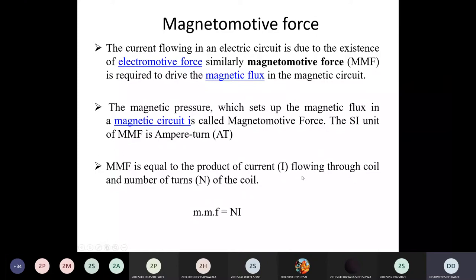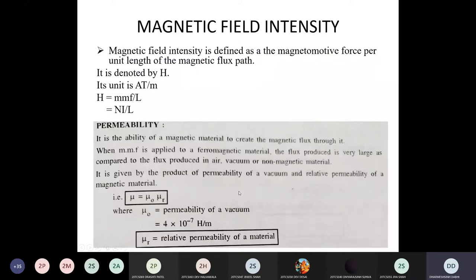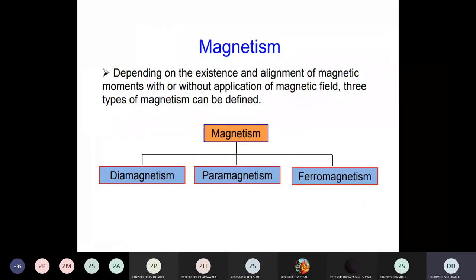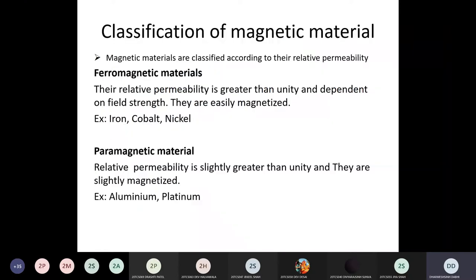MMF is nothing but the product of current flowing through the coil and the number of turns in the coil. MMF is equal to N into I. Then the next term is magnetic field intensity, the same as the electric field intensity in the electrical circuit. Then permeability, similar to permittivity in the electrical circuit. Relative permeability. Then last we see magnetism, and depending upon the magnetism, we see the classification of magnetic material in three ways: ferromagnetic, paramagnetic and diamagnetic.